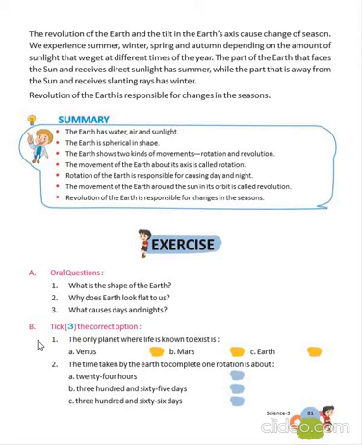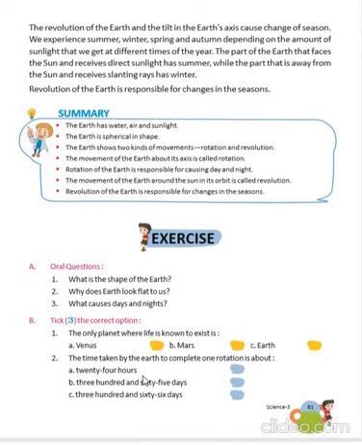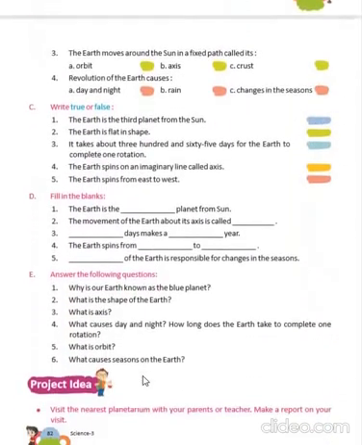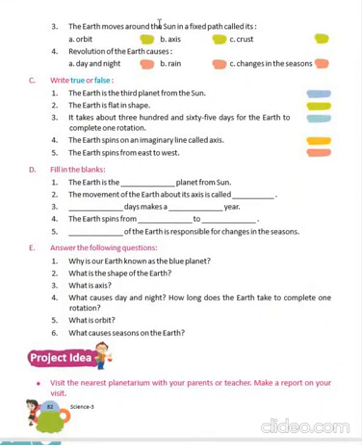Now come to B. Pick the correct option. The only planet where life is known to exist is Earth. Time taken by the Earth to complete one rotation is about 24 hours. The Earth moves around the Sun in a fixed path called an orbit. Revolution of the earth causes changes in the seasons.